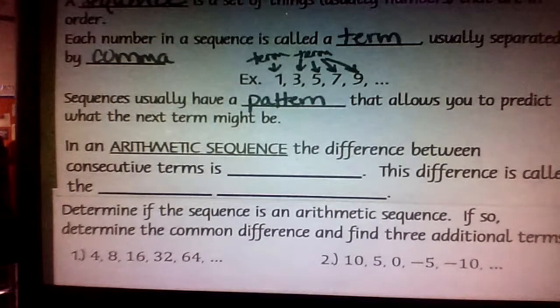We go back over arithmetic sequences. Sequences usually have a pattern that allows you to predict what the next term might be. Take a look at the sequence they gave you in the example: 1, 3, 5, 7, 9. What do you think the next number is going to be? 11. Then 13. So what is my pattern here? What am I doing in between each number? Adding by 2. So my pattern here is plus 2.